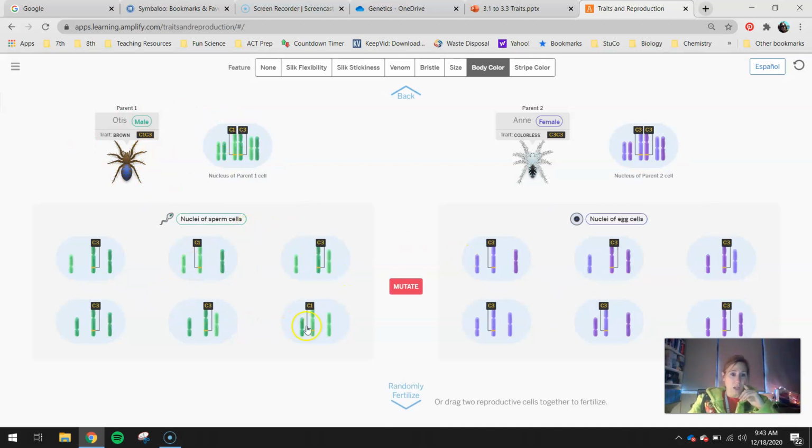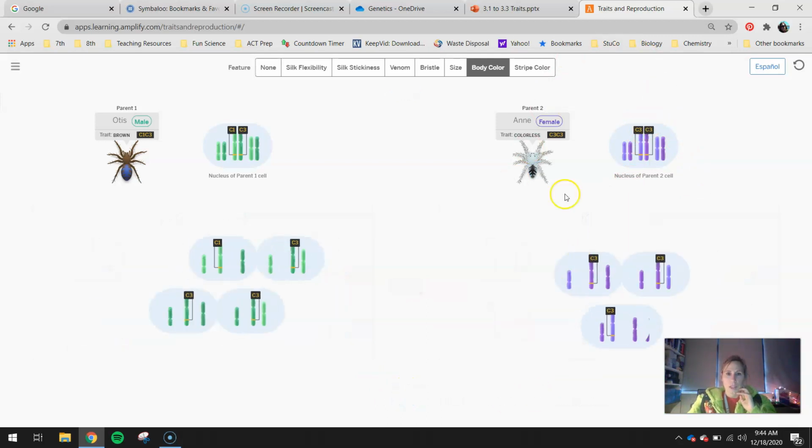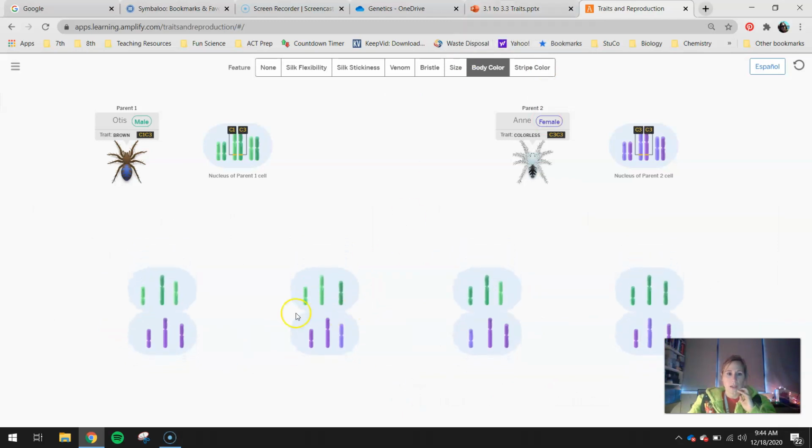So you'll notice that close to half of his cells are C3 and the other half are C1. So you can see how he passed down both. Versus Ann, she has all C3 because all she could pass down is either a C3 or a C3. Okay, if we go randomly fertilize, let's see what their offspring look like.